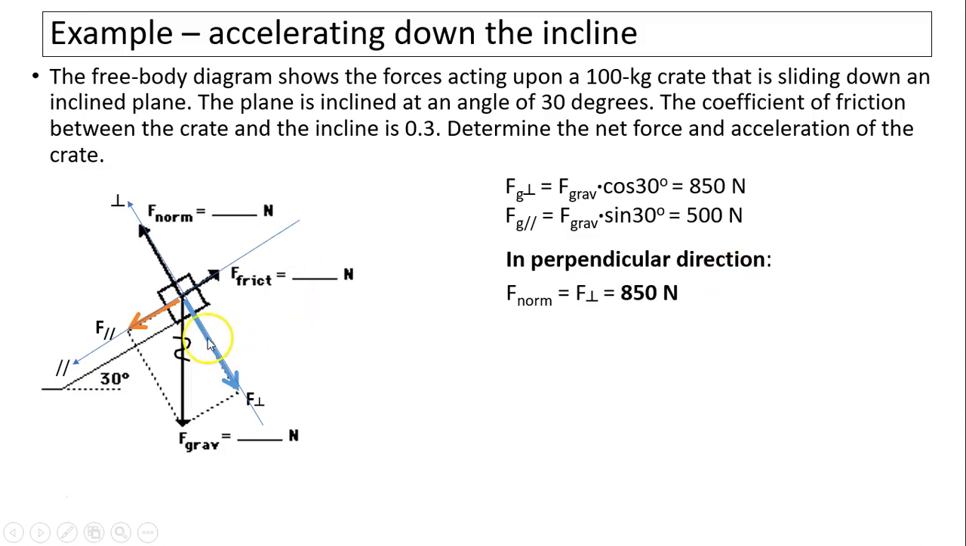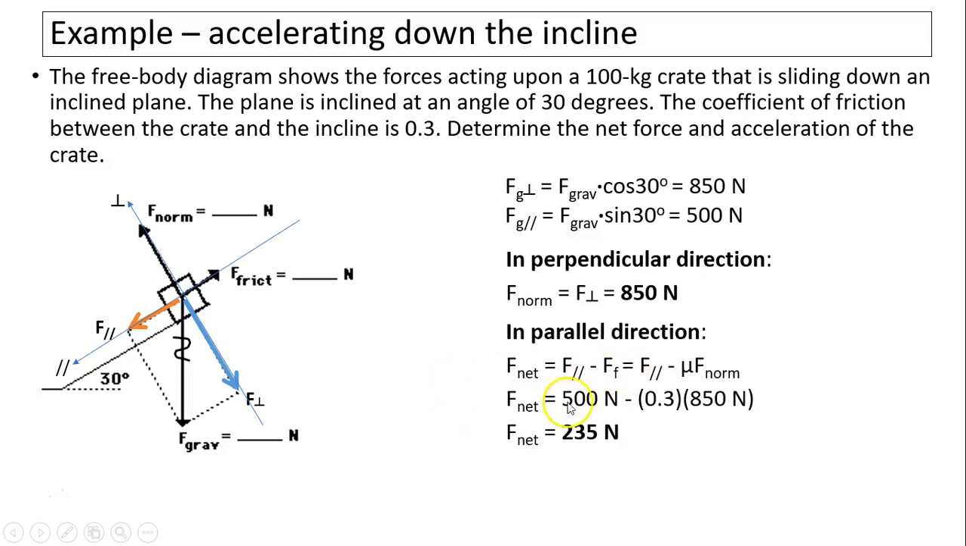In the perpendicular direction, since the box is not moving in the perpendicular direction, normal force and F perpendicular should be the same. So normal force equals 850 newtons. Now in the parallel direction, there are 2 forces, F parallel and F friction. So the net force should be F parallel minus friction, because parallel is down, friction is up. Friction equals mu times F normal. So F net is 500 minus 0.3 times 850. So you have F net is 235 newtons.